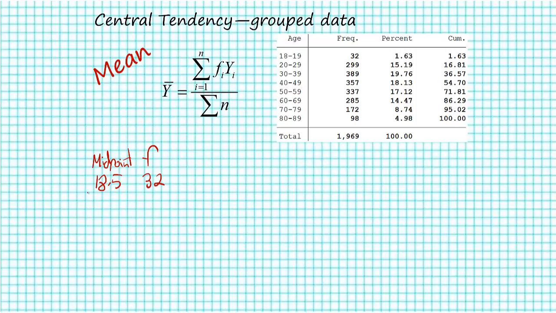And here's our frequency. I just worked through my table. So 20 to 29 is going to be 24.5, and there's 299 people there. And 30 to 39 will be 34.5, and there are 389 people there. I do this repeatedly until I get down to 84.5 and 98 people. And now what we need to do is multiply these values together.